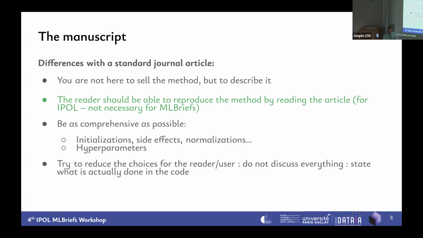These things, when you publish in a conference or in a journal, the standard way is to omit these details, because especially in conferences now, they can be between 6 and 10 pages, so there's not enough room to explain all these details. But here we are interested in these details. The other thing that you should bear in mind is to try to reduce the choices for the reader and user. The idea here is not to discuss everything, but to be close to the code and explain what the code does. And I will go to the experiments later.